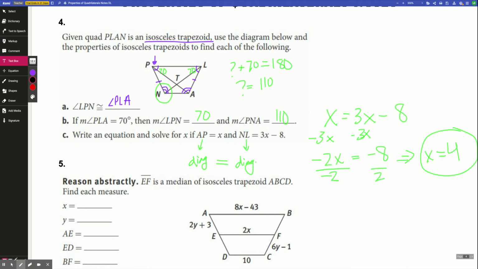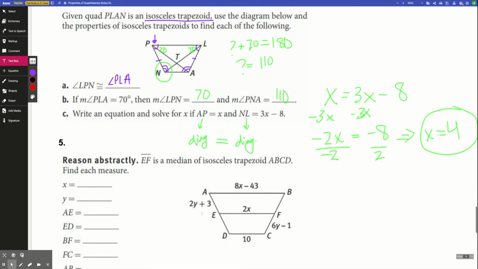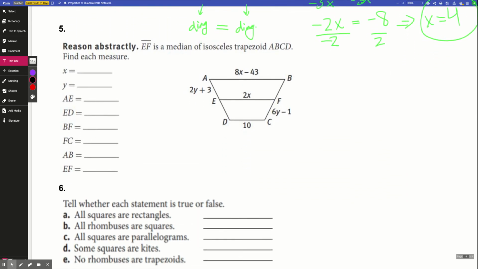Okay. All right, so let's look at another one that deals with my trapezoids. Okay, and this one has a mid segment in it. Notice that it's called a median here, that you will see that sometimes, but it's the same thing as a mid segment.